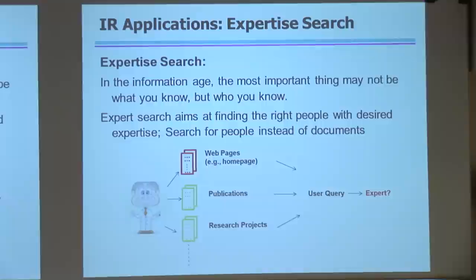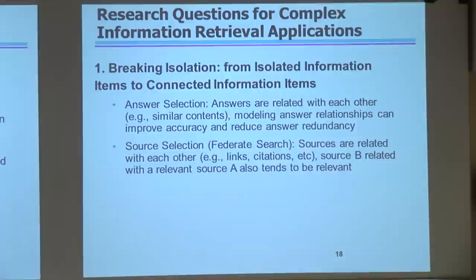So I would like to address three particular issues for which we have designed some learning algorithms for IR applications. The first one is we want to break the isolated information atoms to consider a joint set of information atoms. As is the case for web search, one approach is to look at each document or each pair of documents separately. This is okay, but it may not be optimal, because in a lot of cases those information atoms have a relationship. So for example, if one web page has a connection to another web page, and both of them appear on the list, if we are pretty sure that one of the documents is relevant, then the other web page also tends to be relevant.